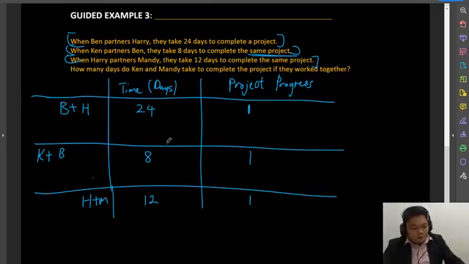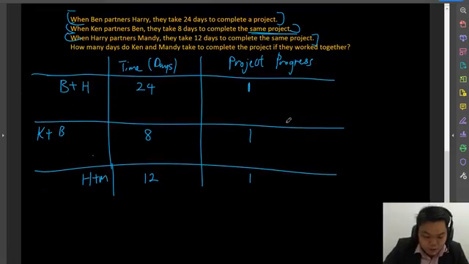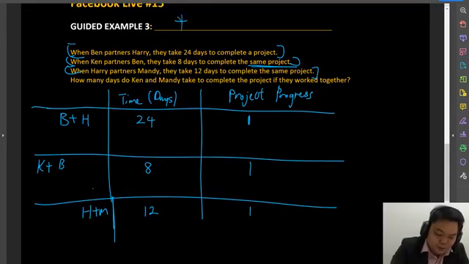Right, so now between all these 3 numbers, remember we want to find out how many days Ken and Mandy take to complete the project if they work together. You want to find a way to get Ken and Mandy to be working together. So this is not that straightforward. But first things first, you want to make time common.